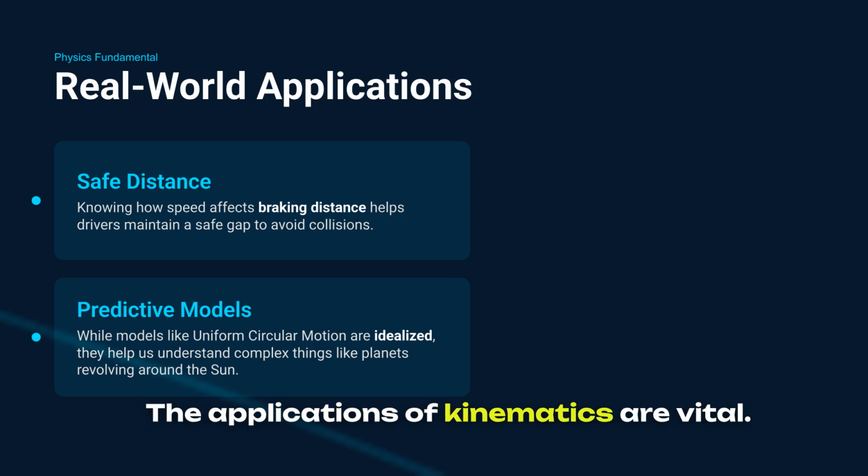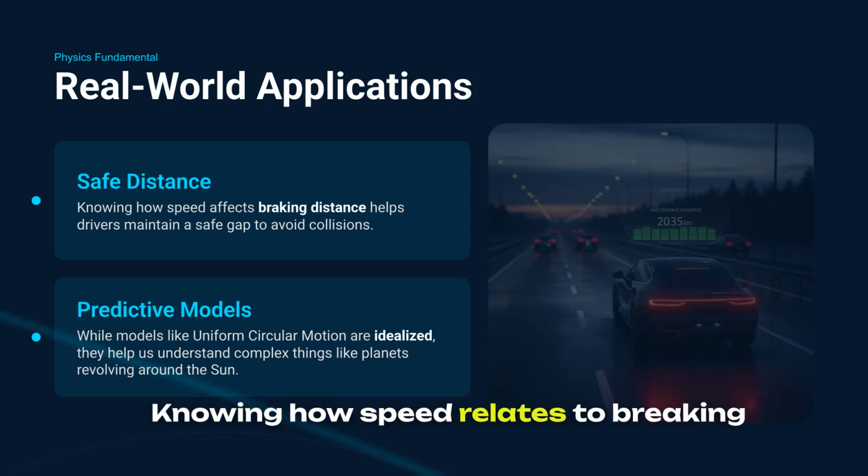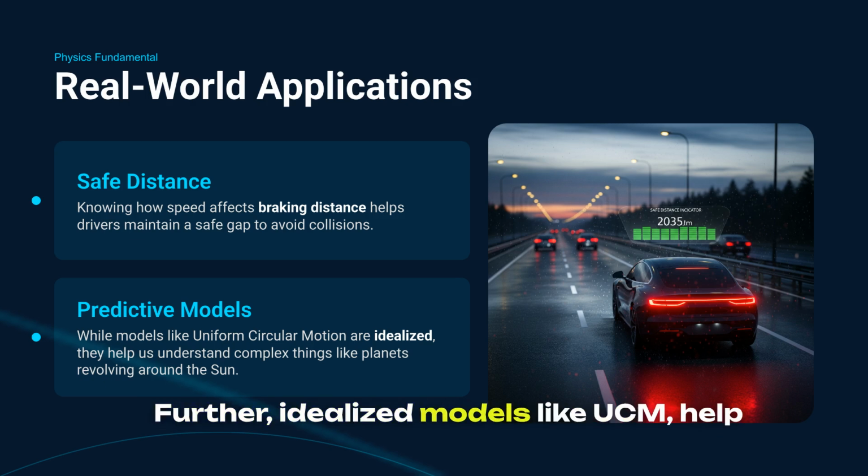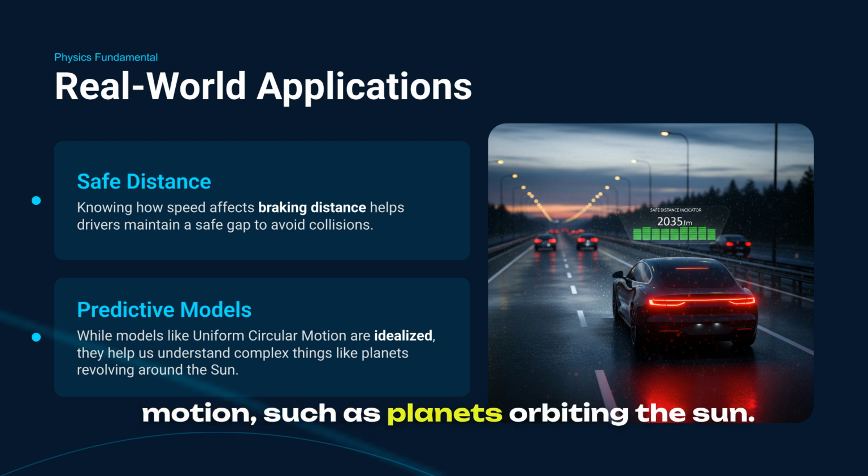The applications of kinematics are vital. Knowing how speed relates to braking distance is critical for driving safety. Further, idealized models like UCM help us understand complex astronomical motion, such as planets orbiting the sun.